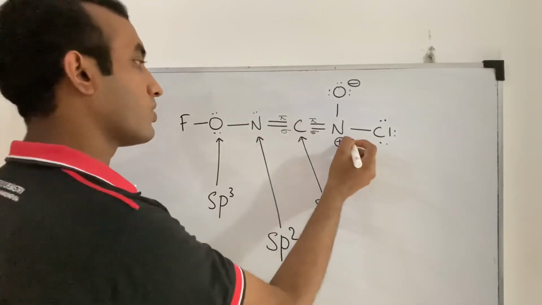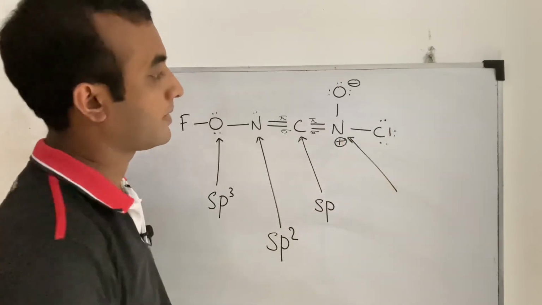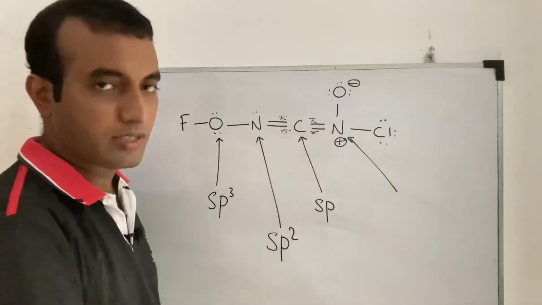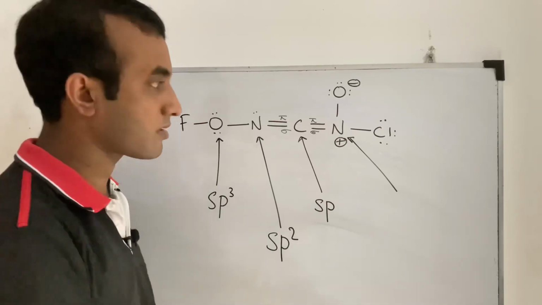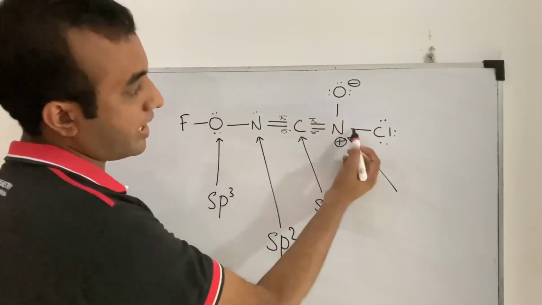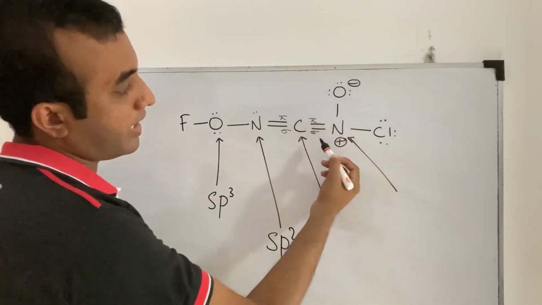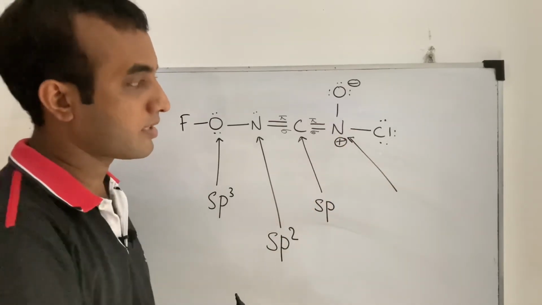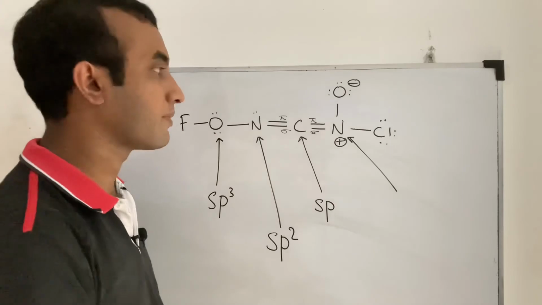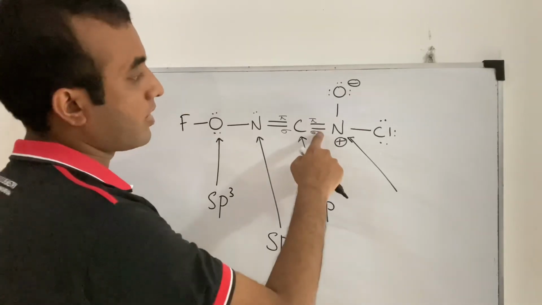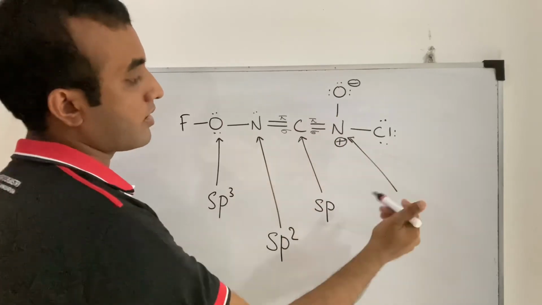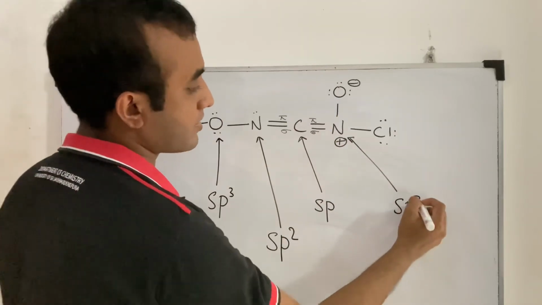So let's move on to this nitrogen here. Around nitrogen, what we need to consider is the number of VSEPR pairs. So around this nitrogen we have this sigma bond, and this sigma bond. That means we have three sigma bonds, which are three VSEPR pairs. So 1, 2, 3, therefore the hybridization would be sp2.